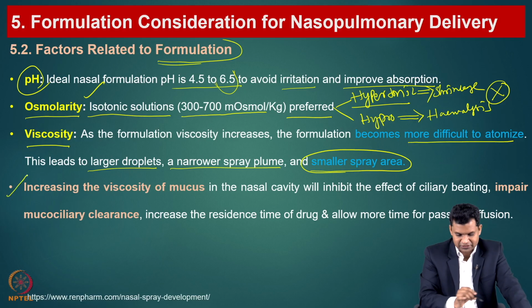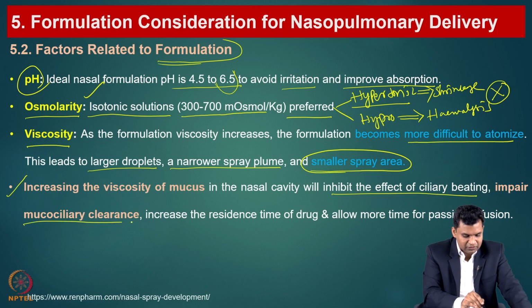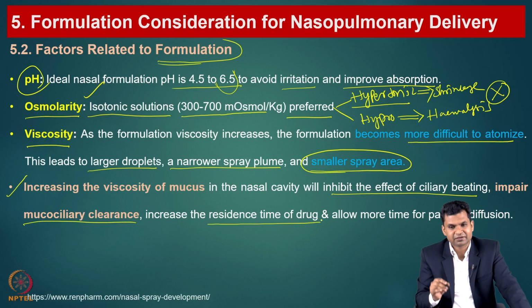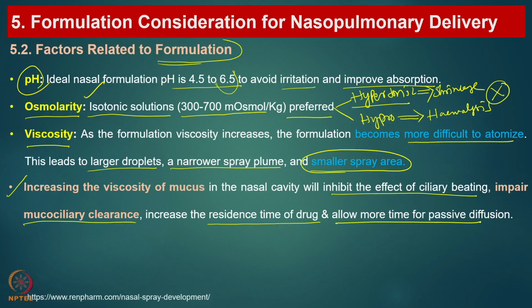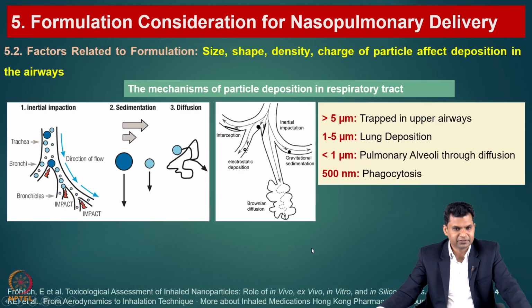When you increase the viscosity, that will inhibit the ciliary beating in the mucociliary clearance, so that will slow down the mucociliary clearance. With that, we can increase the residence time, which will help the drug diffuse for more time, and ultimately it will help for higher availability of the drug in the blood. That is why we need to focus on these parameters.